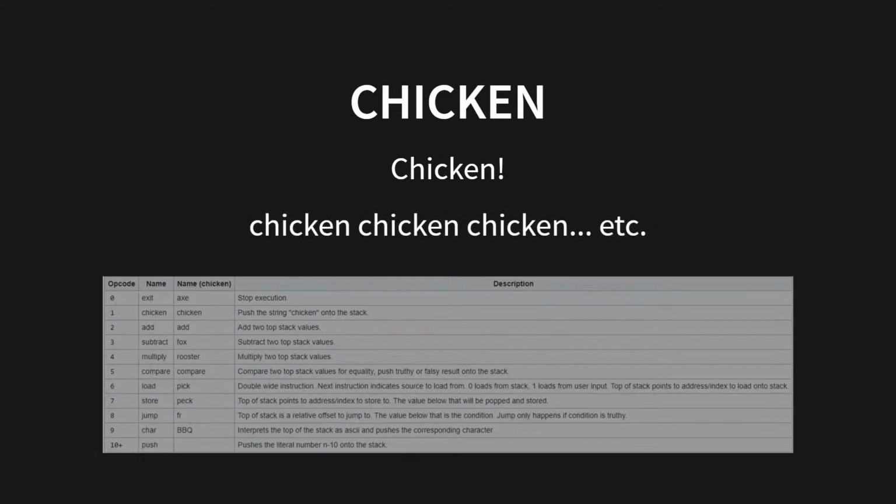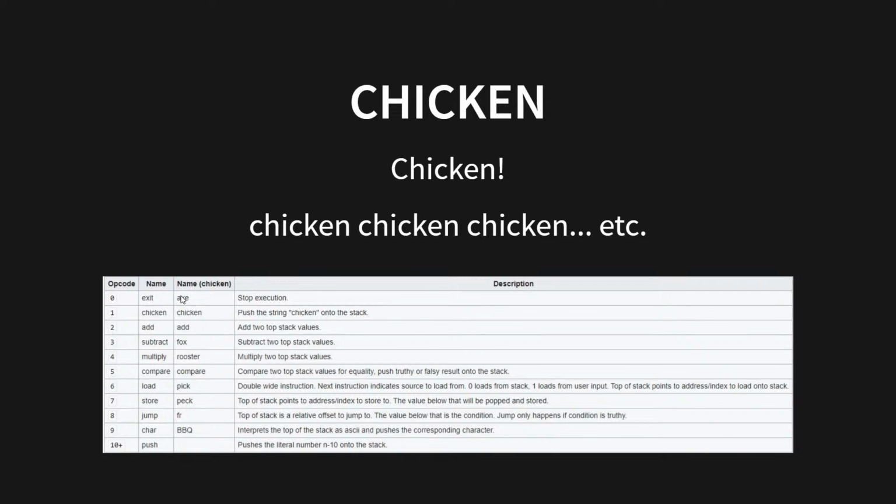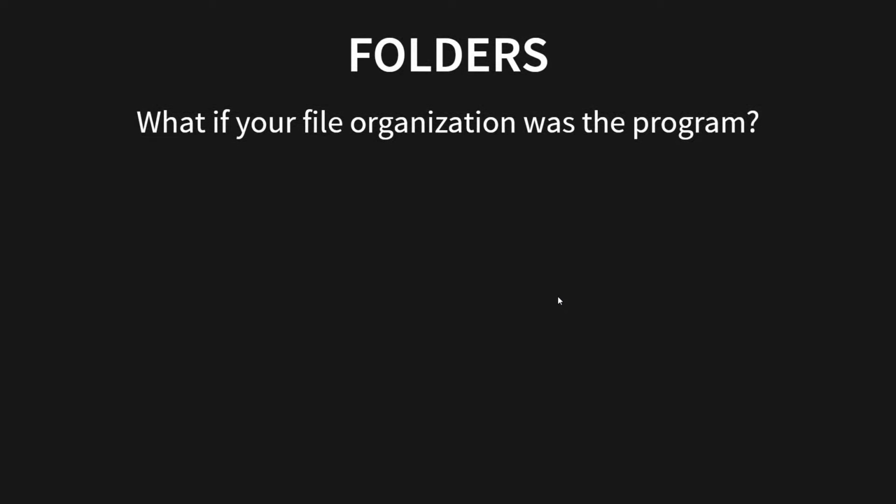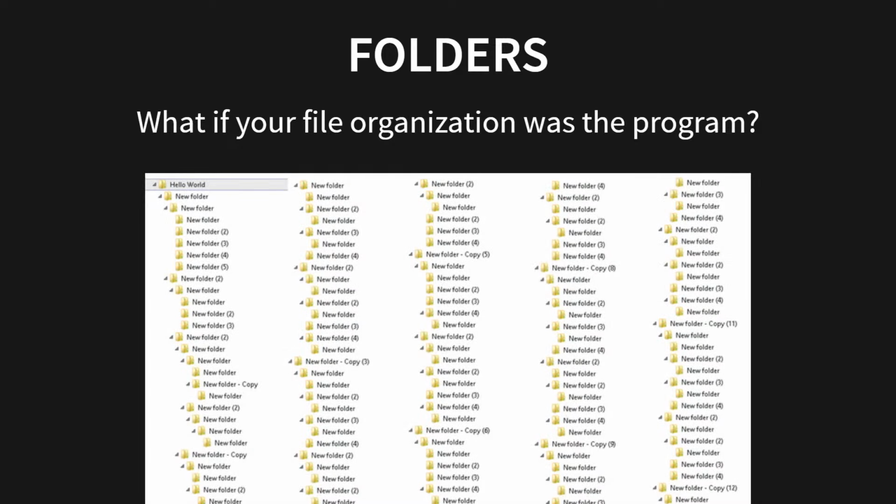Here's Chicken. It's just the word chicken a bunch of times. Depending on the number of times it says chicken on a line, that's what it does. Here's Folders. What if your file organization was the program? That's what it would look like. Basically you have the main folders, and each main folder is like a single instruction, and then the subfolders are the parameters for the instruction, and it's wild.